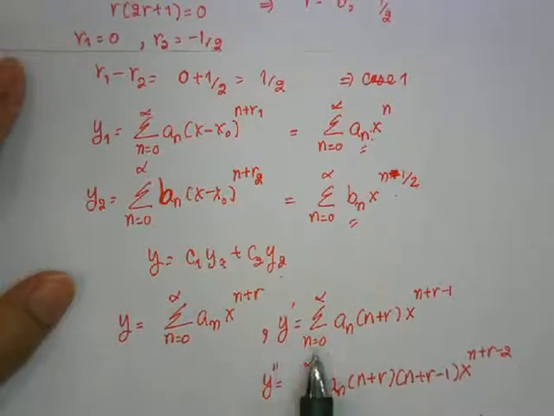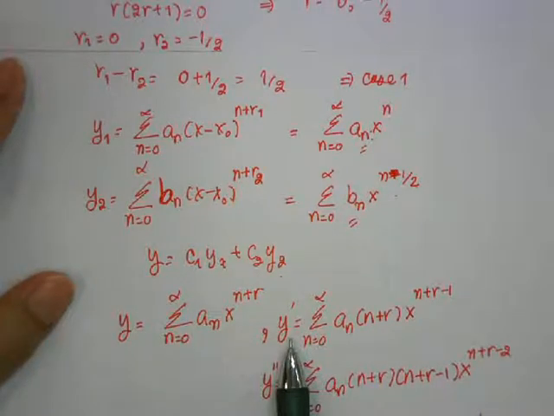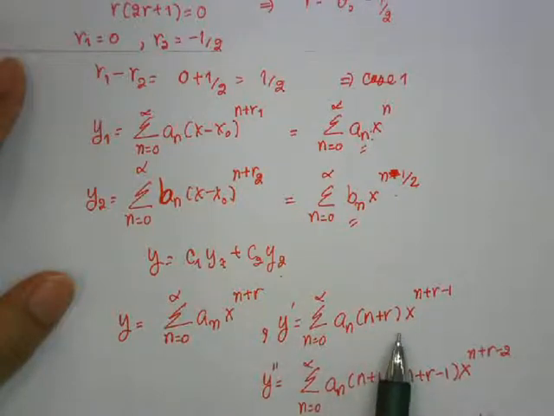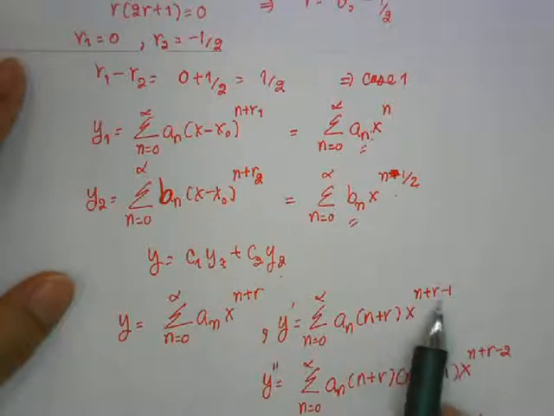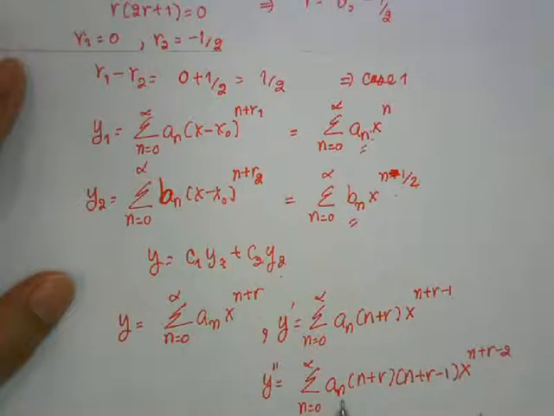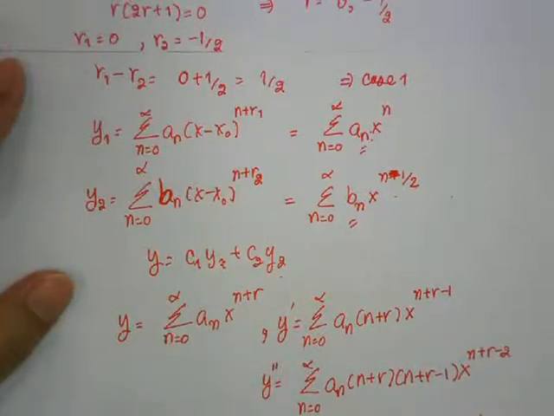So you have to take the derivative of y two times. For the first derivative, you would get a_n times (n plus r) times x to the power of n plus r minus 1. And for the second derivative, you would get a_n times (n plus r) times (n plus r minus 1) times x to the power of n plus r minus 2. And then you plug all three terms into your differential equation.